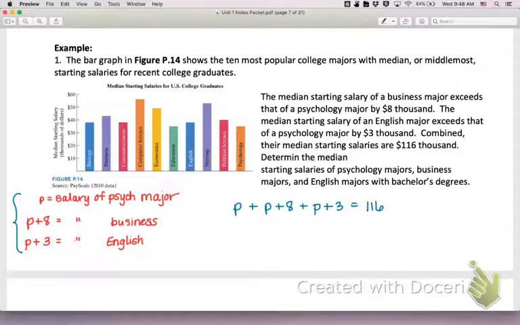So to solve this, let's combine our like terms. We get 3P plus 11 equals 116. So 3P equals 105. Whoops.